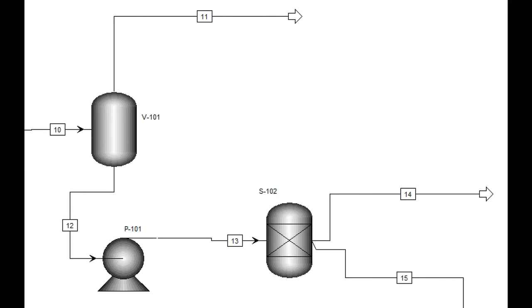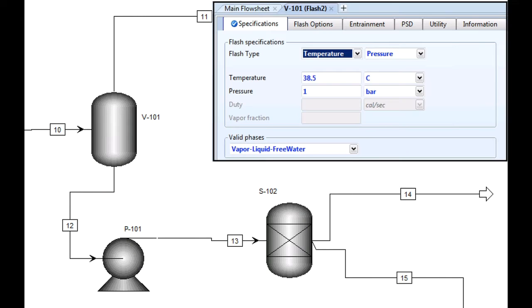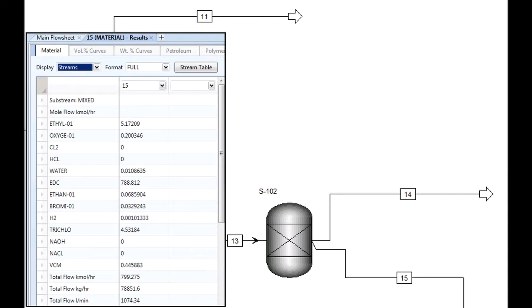This stream then flows through a flash drum operating at 38.5 degrees C and 1 bar of pressure. This separates the excess ethylene and purges it. Pump P101 then increases the pressure to 10 bars. This flows through to an adsorption column, which then strips the water from the stream, leaving an EDC stream flowing at 799 kmols per hour at 98.7% purity.